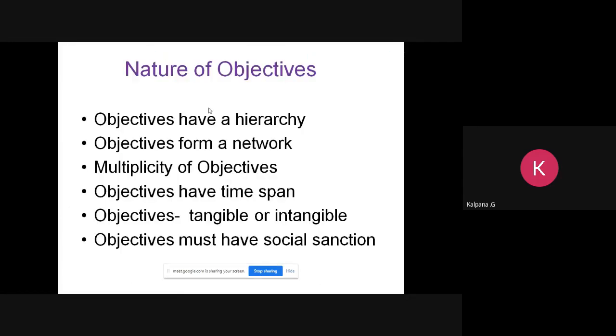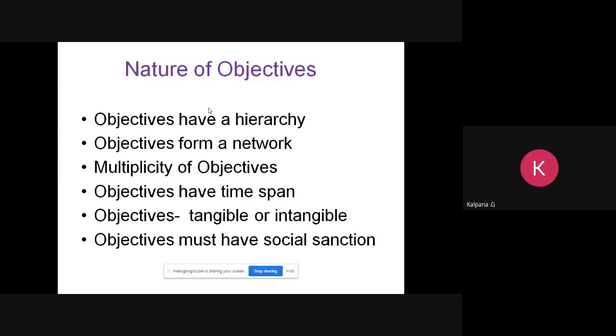Objectives have a hierarchy. The second point is objectives form a network. So if objectives are not interconnected by a network, then they may not support one another, because we are going to have a number of objectives to achieve the overall objective, isn't it? So an objective formed by one department may seem good for them, okay, but might not be suitable for the other departments, and it might not work well for the company as a whole.